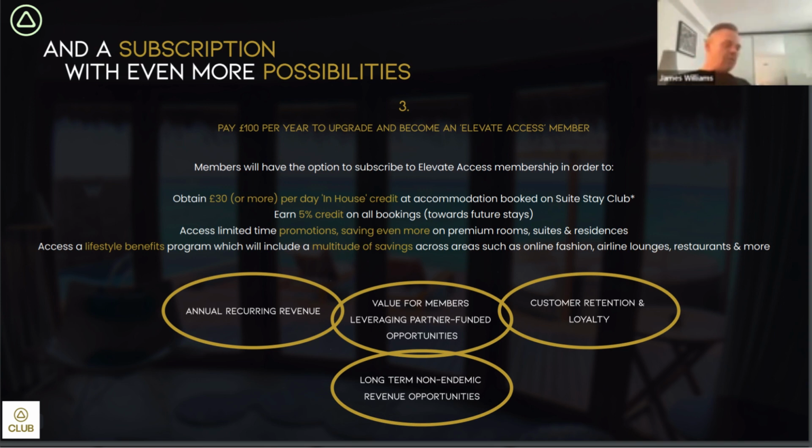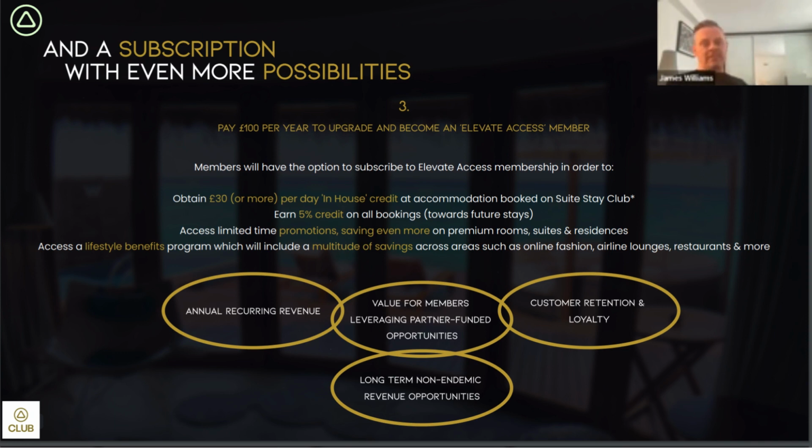In addition, something which we're asking our property partners to fund is an in-house credit or an in-house spend that's available on property to the equivalent of £30 minimum per night. The aim of structuring it this way is that the £100 subscription becomes a bit of a no-brainer from a consumer perspective. If you're staying for a week, you're staying in a suite, you're going to be getting 5% of that towards your next booking. You're going to be getting £30 a night credit. That £100 is a small price to pay for the reward that you will get in exchange.